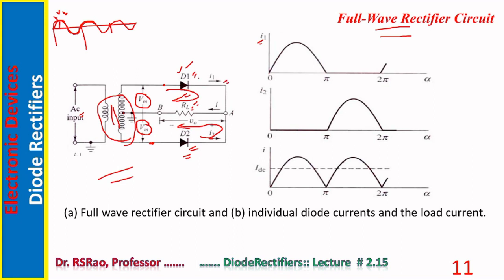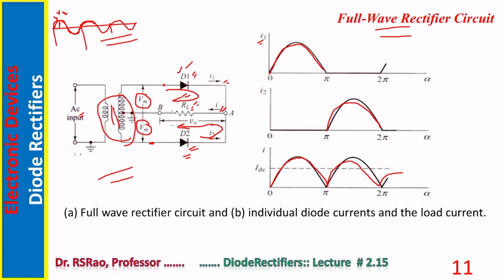I1 is current through diode 1. It is like this. I2 flows during negative half cycle. It is like this. I is current through the load. It is actually I1 plus I2. When one sketches I1 plus I2, it appears like this. Full rectified sine wave.